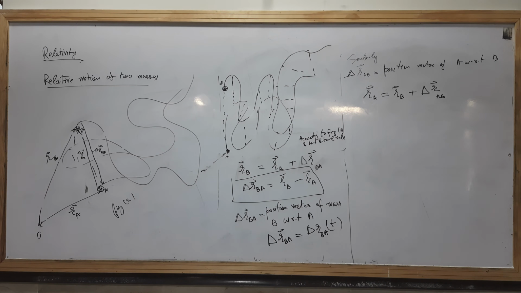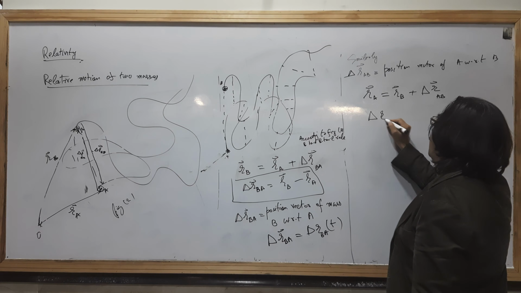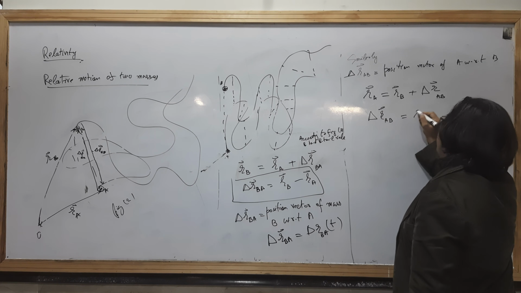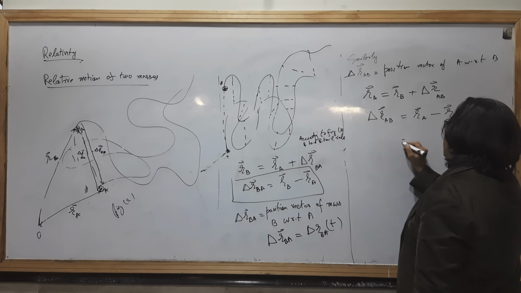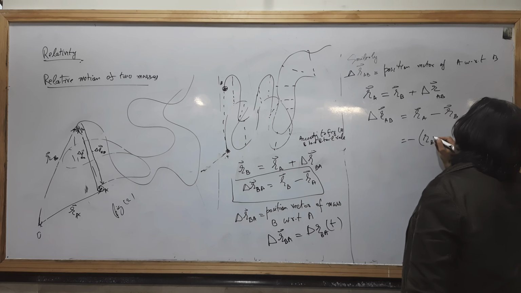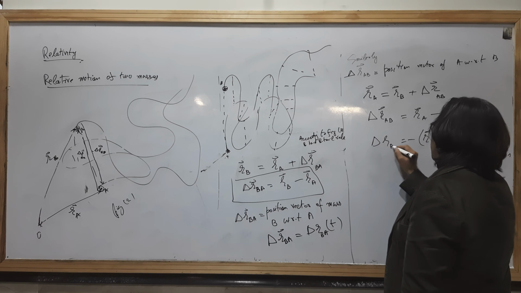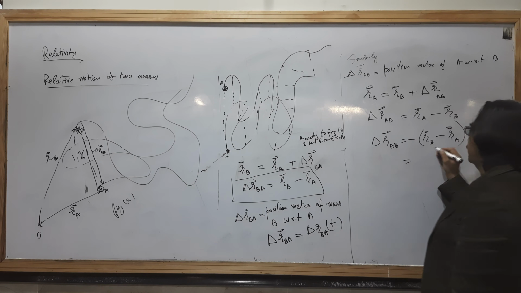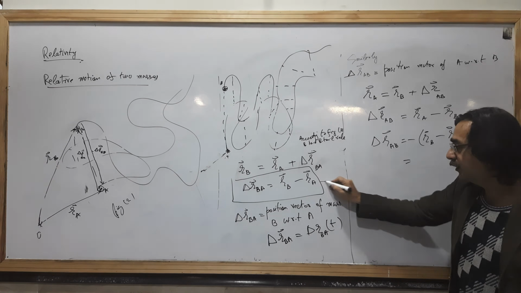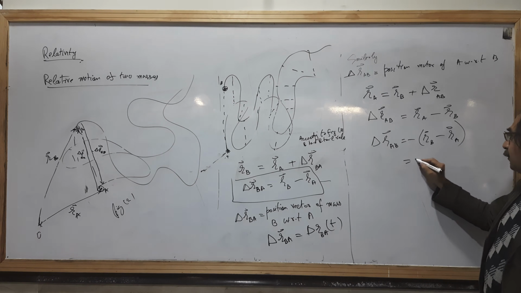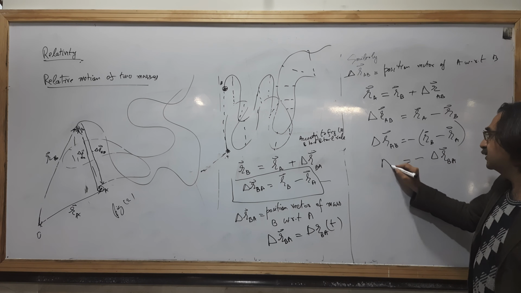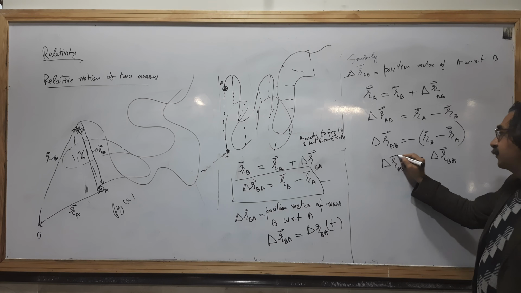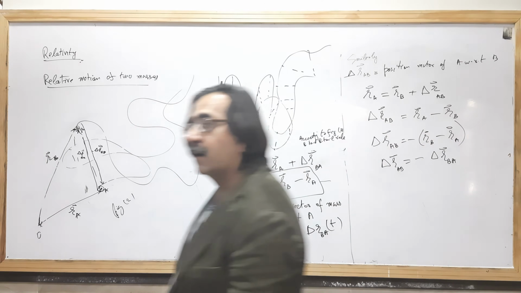So delta RAB will be equal to RA minus RB. And if we take common, then it is RB minus RA. Delta RAB will be this, and this, according to delta RBA, is minus delta RBA. So this will be delta RAB.